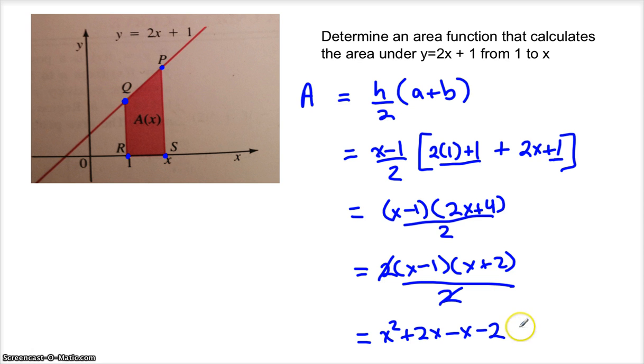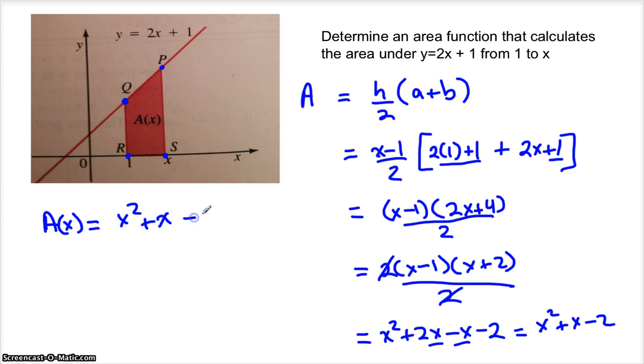And one more step here. We have like terms here. So x squared plus x minus 2. So there you have it. We have our area function. And we didn't use any calculus ideas here, but we have an expression here so we can calculate the area. If we knew what x was, we just plug it in and get our area here.